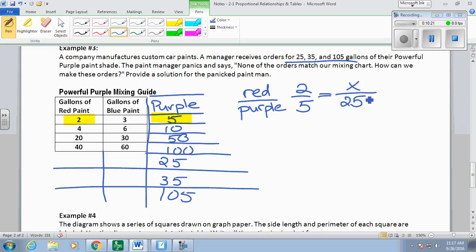So how do I go from 5 to 25? Multiply by 5. So up here, 2 times 5 would give me 10. So I will need 10 gallons of red paint to get a total of 25 purple. So how many gallons of blue paint do I need? I need 25 minus the 10 gallons of red to get me 15 gallons of blue.